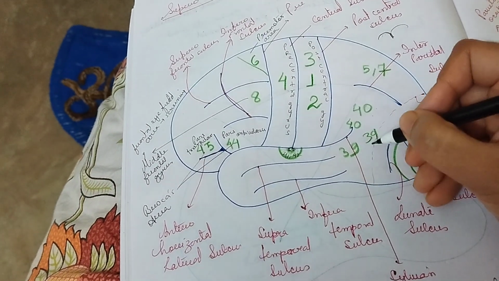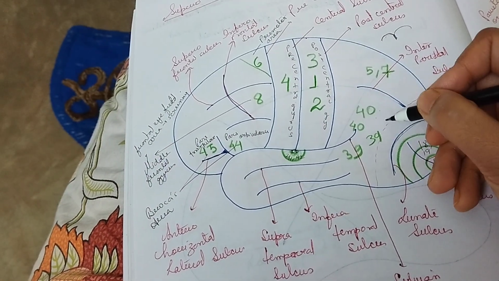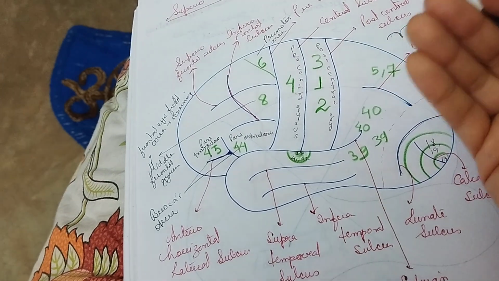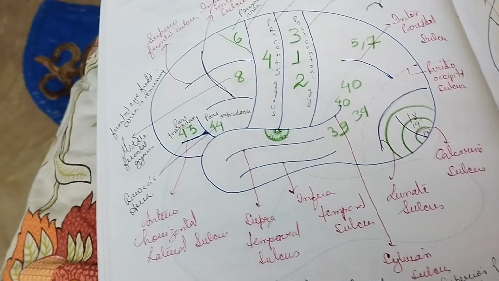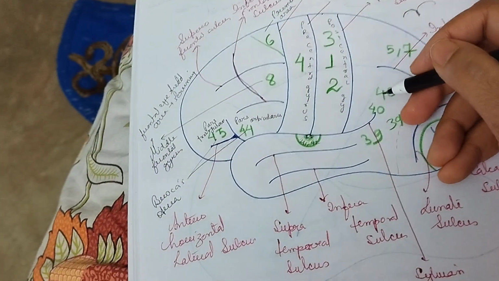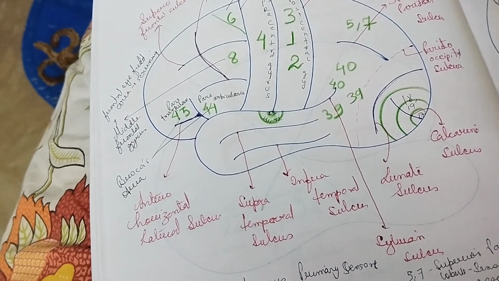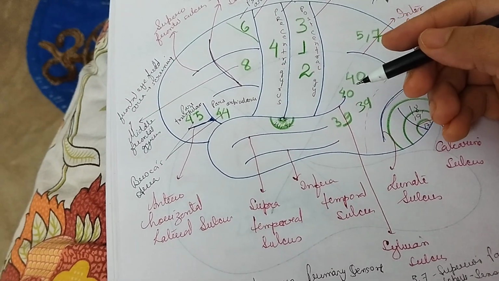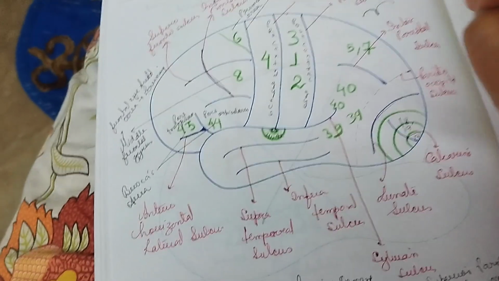Now we have areas 39 and 40 over here. This is close to the inferior parietal gyrus. This particular thing is very important, and this is in the angular gyrus and the supramarginal gyrus, and this is usually responsible for language interpretation.